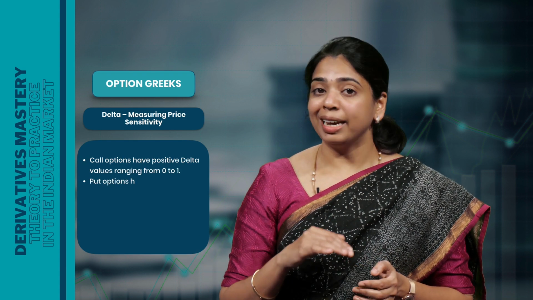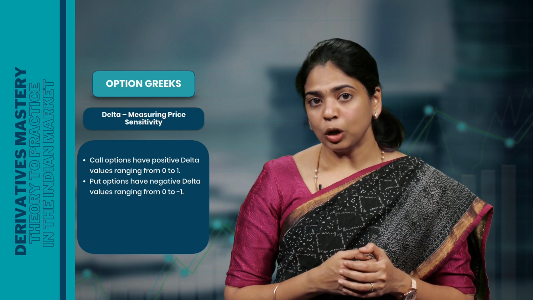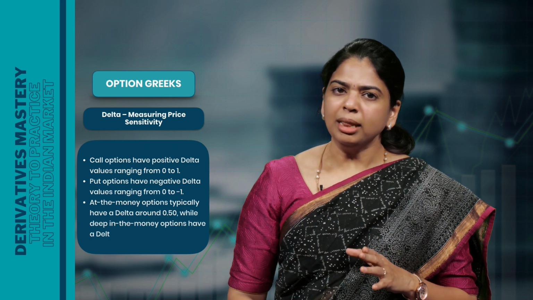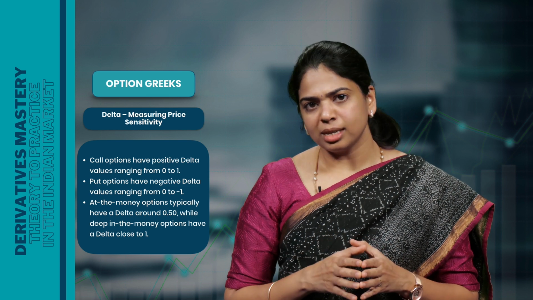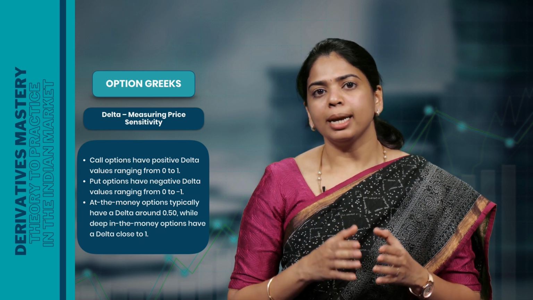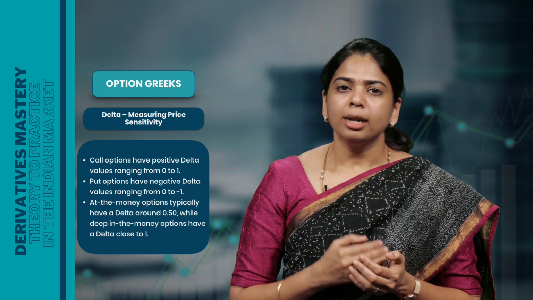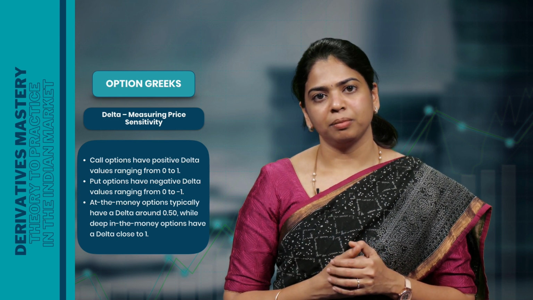So always keep this in mind. Call options have positive delta values ranging from 0 to 1. Put options have negative delta values ranging from 0 to minus 1. At the money options typically have a delta around 0.5, while deep in the money options have delta close to 1. Delta also estimates the probability of an option expiring in the money. For instance, a delta of 0.4 suggests a 40% chance of an option expiring in the money.